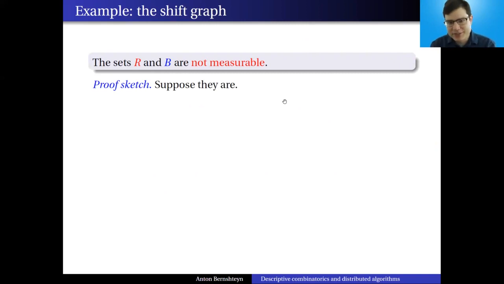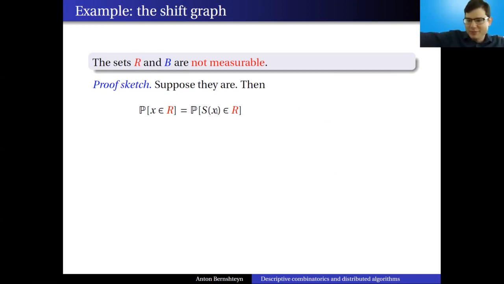Well, if they are measurable, then indeed the measures of these sets have to be equal to 1/2. The reason is that, well, what's the probability that a random vertex is colored red? I claim that it's the same as the probability that the shift of a random vertex is colored red. And this is because what is this S of X? X is what we get when we flip infinitely many random coins. And S of X, we flip infinitely many random coins, then we shift them. Well, it's the same as still flipping infinitely many random coins. We just relabel them somehow. So the probability that X is in R is the same as the probability that S of X is in R. But X and S of X are adjacent, so S of X is in R only if X is in B, so these two probabilities are equal.